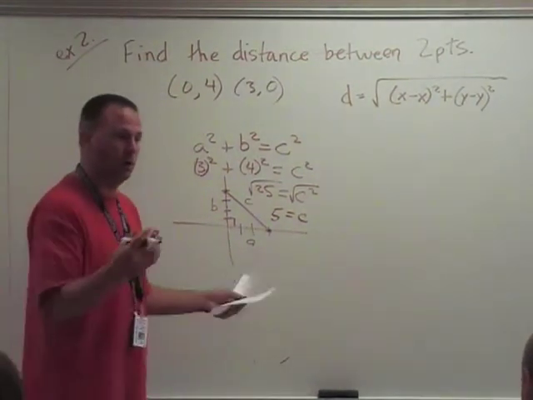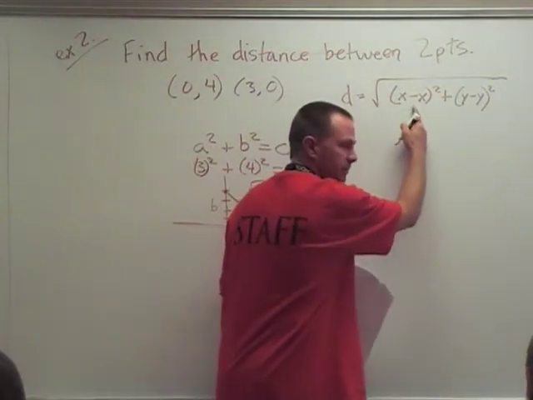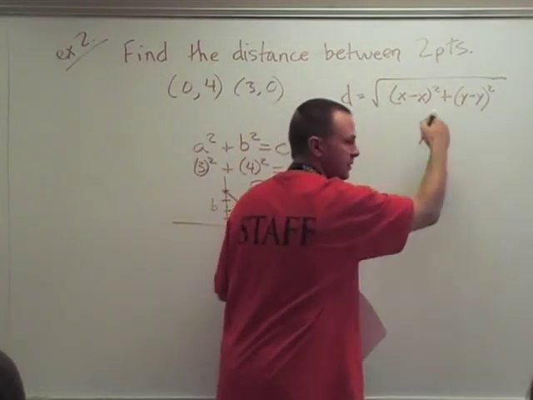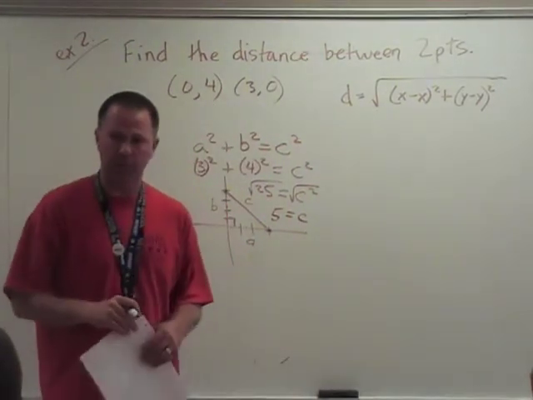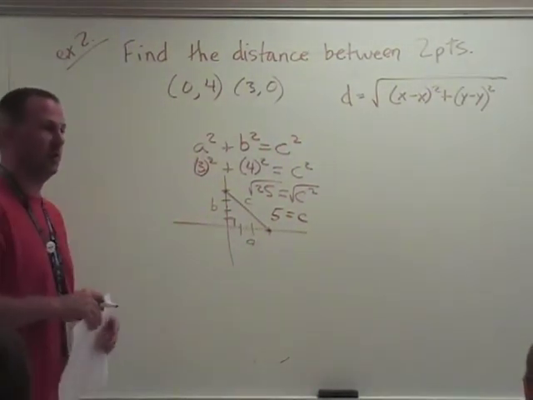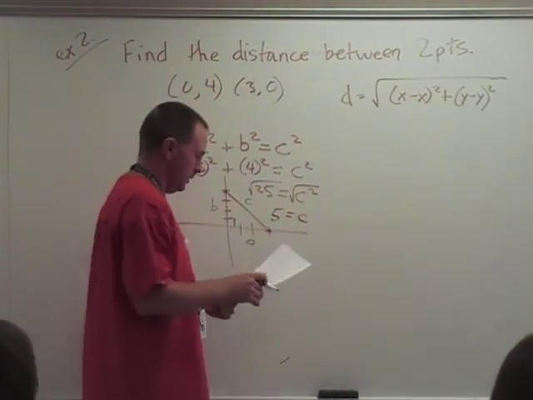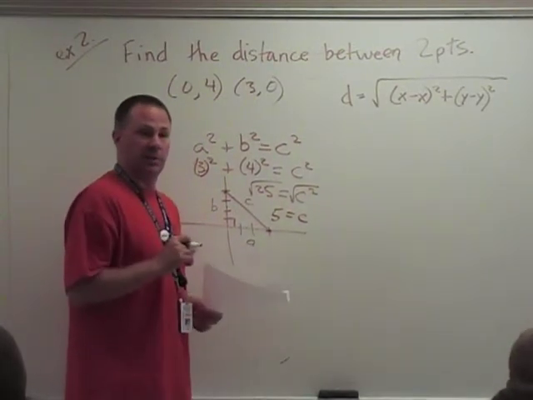Okay? So if you just want to memorize it, take the differences in your x values, the differences in your y values, you square each of those, add them together, and then take the square root. But the distance formula came from the Pythagorean theorem. Can you do that, or you want to see another example?